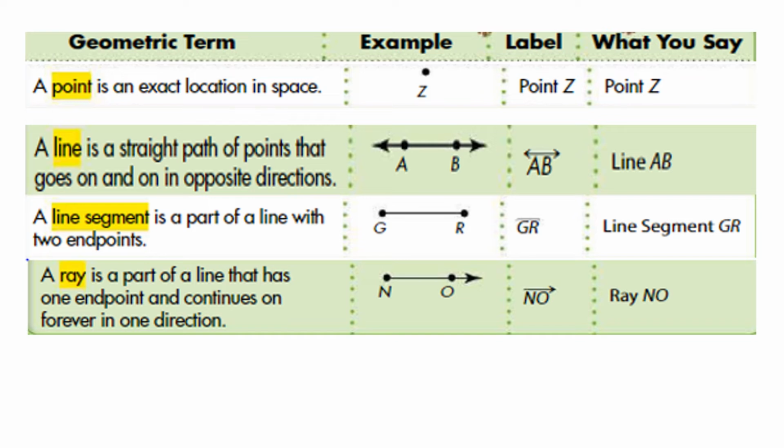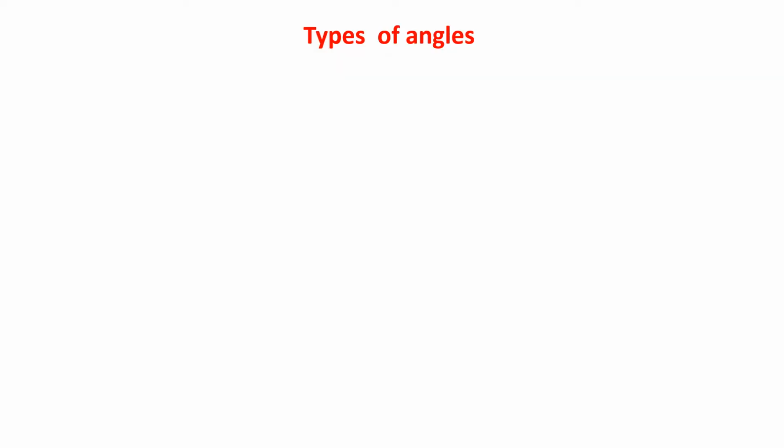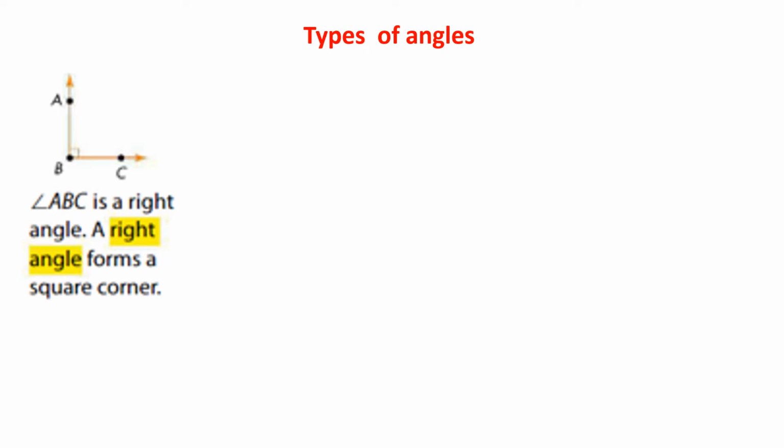Of course, guys, there are four kinds of angles. There are four types of angles. You have to know all of them. The first one, guys, is a right angle. What is the right angle? The right angle forms a square corner, like the one shown here. This one is going to be a right angle.